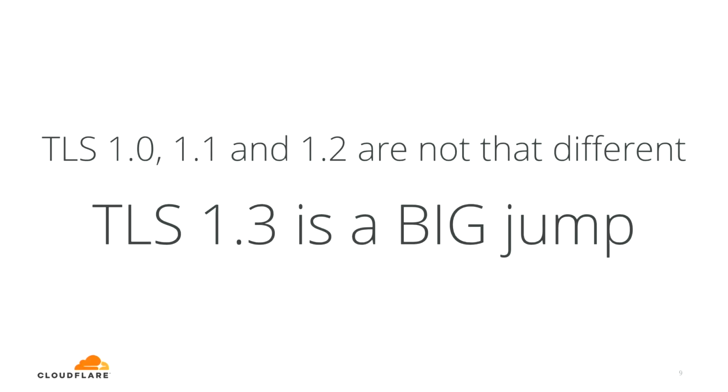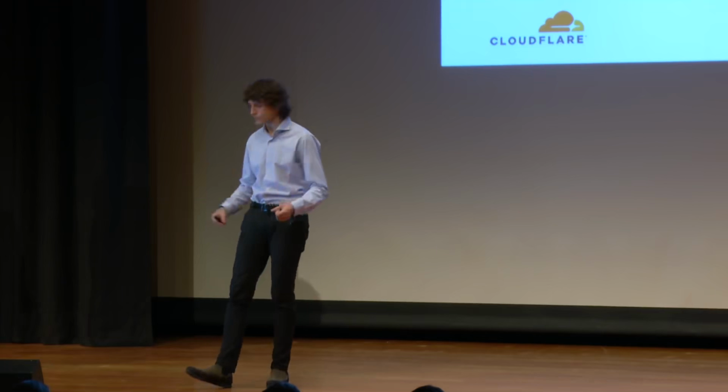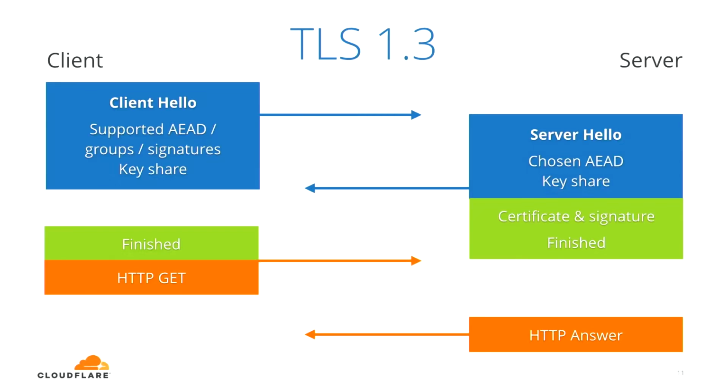Now, TLS 1.1 and 1.0 were not that different from 1.2. So you might ask, well, then why are we having an entire talk about TLS 1.3, which is probably just another iteration over the same concepts? Well, TLS 1.3 is actually a big redesign. In particular, the handshake has been restructured. The most visible result of this is that an entire round trip has been shaved off. So here's how a TLS 1.3 handshake looks like.